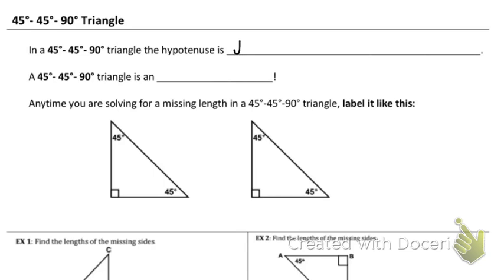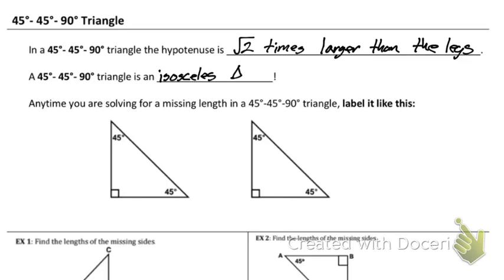It is square root of 2 times larger than the legs. And just real quick, a 45-45-90 triangle is going to be isosceles. It's good to pick that out because any isosceles right triangle is a 45-45-90. So any right angle that's isosceles will be 45-45-90.